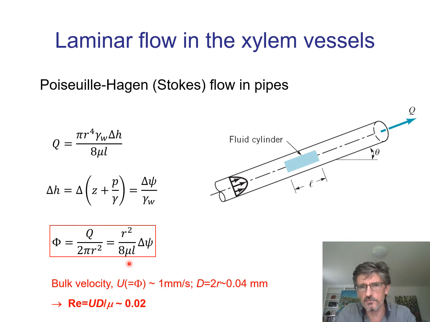So just to get an idea of the typical numbers involved, the bulk velocity inside the xylem vessels has been measured with sap flow measurements, around 1 millimeter per second, so very, very slow. The typical diameter we've seen are very small, so 0.04 millimeter is a good number. Once we plug this dimension and calculate the Reynolds number, which is the bulk velocity times the diameter divided by the dynamic viscosity, we get a number of 0.02, which is extremely low. So this is so-called creeping flow at the low end of the laminar flow, where there are no dynamic component at all. It's just a very, very slow viscous flow through these pipes.